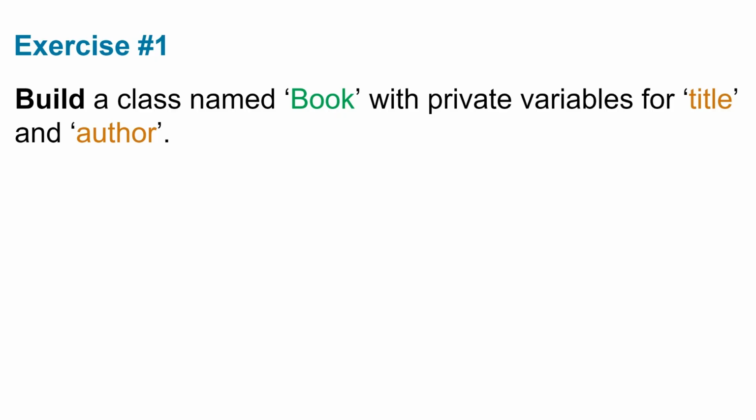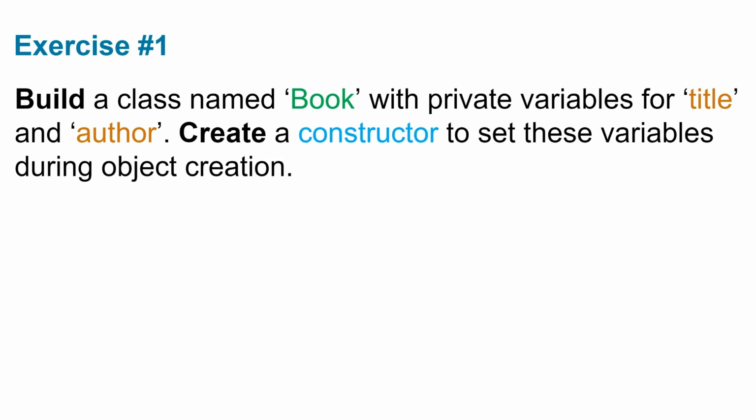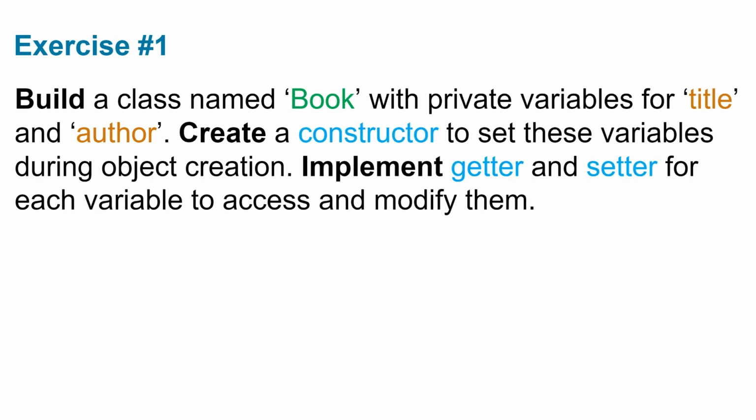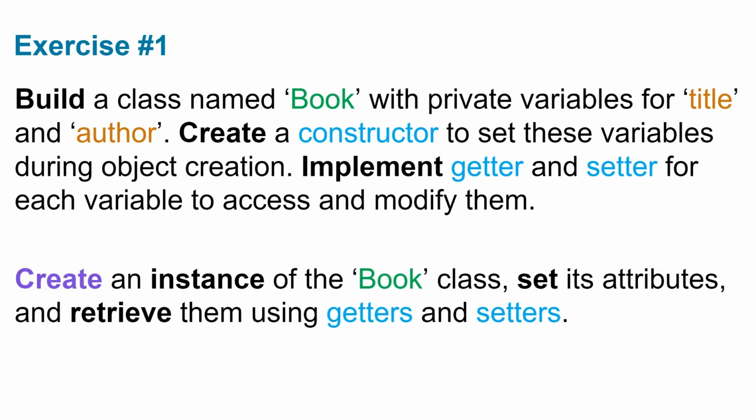Exercise number 1. Build a class named Book with private variables for title and author. Create a constructor to set these variables during object creation. Implement getter and setter for each variable to access and modify them. Create an instance of the Book class, set its attributes, and retrieve them using getters and setters.